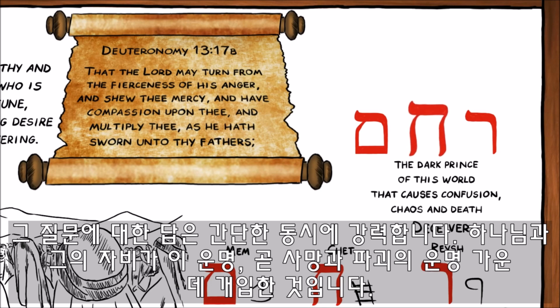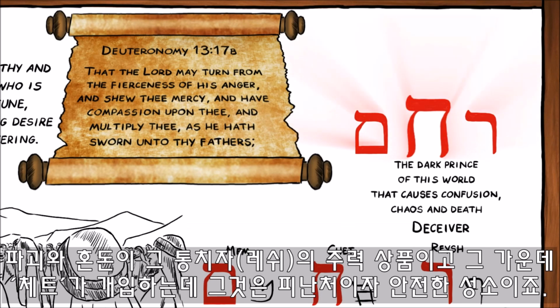God in his mercy has intervened into the middle of this destiny, a destiny of death and destruction. The prince, Resh, and the chaos and destruction that is his stock and trade have been interrupted by Chet, which is a refuge and sanctuary of safety.